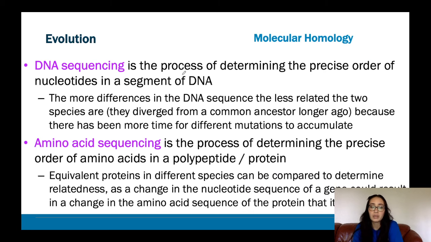This is kind of determining relatedness of species. We can sequence DNA, we can sequence amino acids. DNA sequencing is better because it compares all the tiny changes, whereas with amino acids, we might have silent changes, right? So different nucleotide changes, but same amino acid produced. And so this one's the most accurate one.